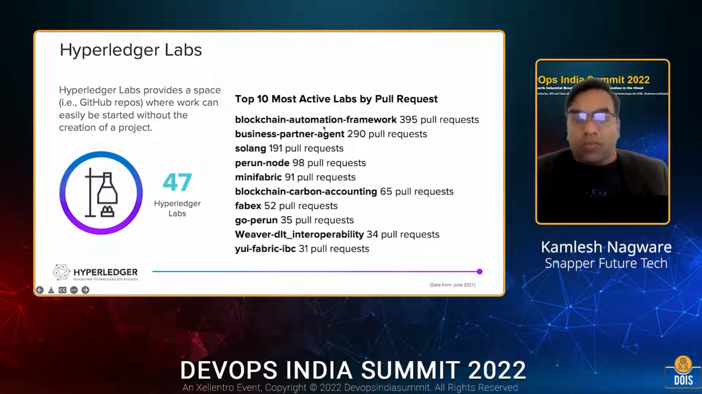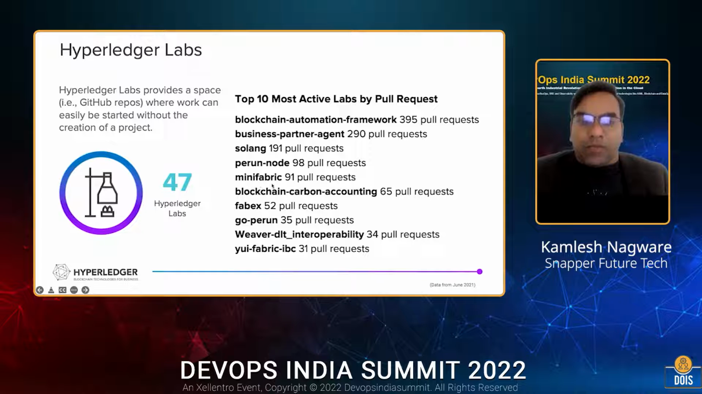Like for example, the Blockchain Automation Framework, which has even recently become a top-level project called Hyperledger Bevel. This is typically where the DevOps people can come into the picture and build the blockchain automation framework. That means you use the blockchain and learn how to deploy it efficiently using the DevOps pipeline or DevOps toolsets.